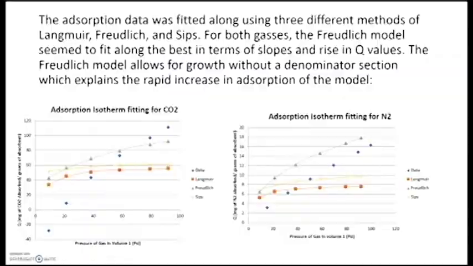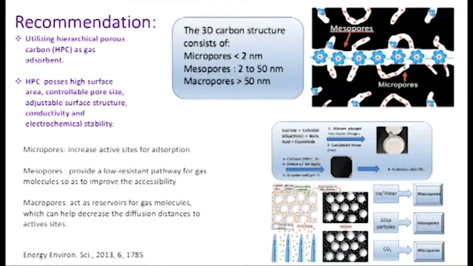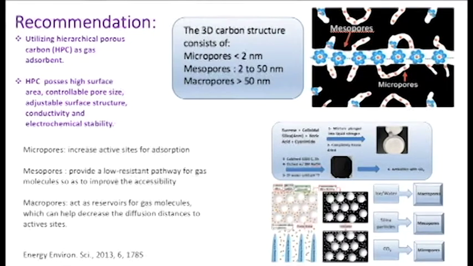model. Despite its high surface area, activated carbon has a closed pore system, which means that its pores are not connected, and this can hinder gas molecules from reaching active sites on the carbon for adsorption. Hence, as a recommendation to improve the performance of the adsorption in this experiment, instead of using activated carbon, we propose to use a hierarchical porous carbon as a gas adsorbent.